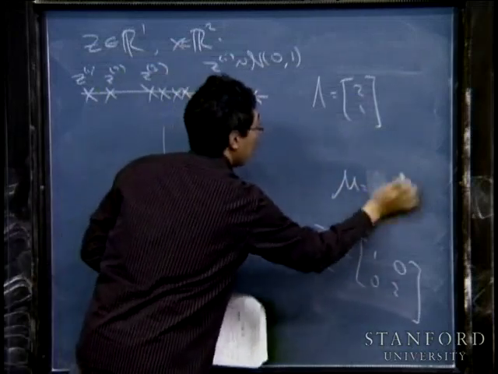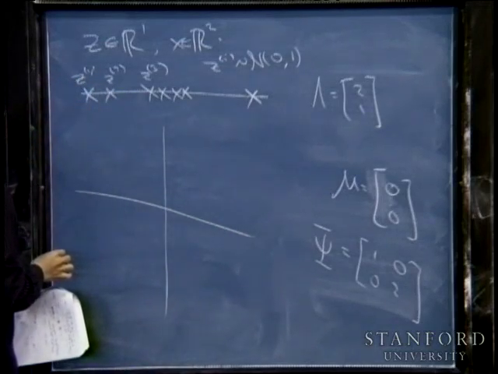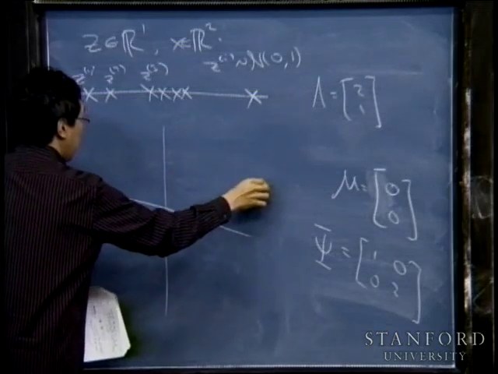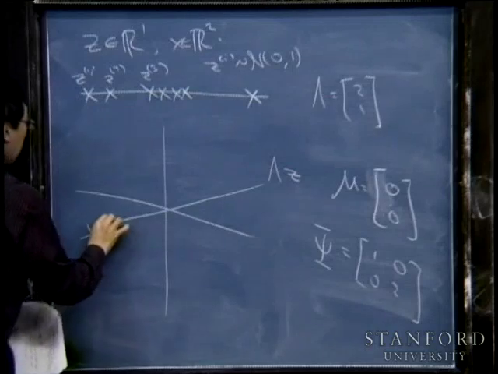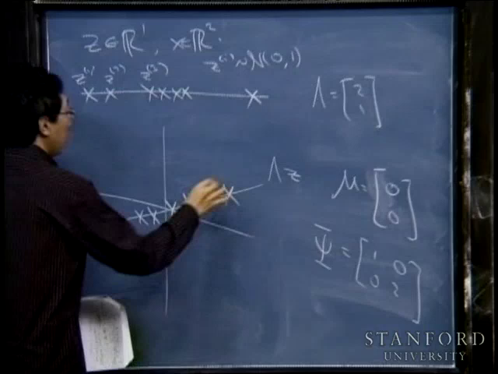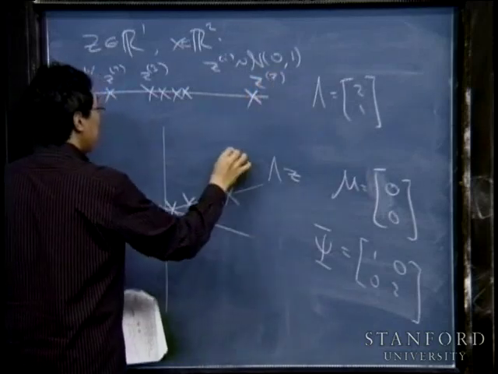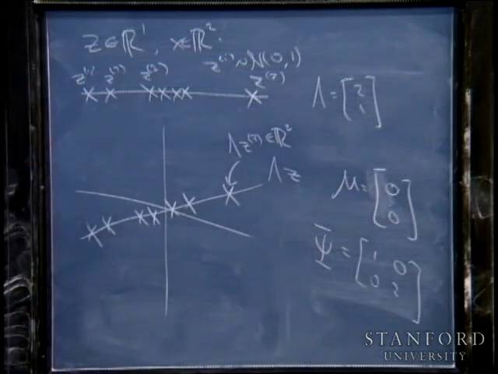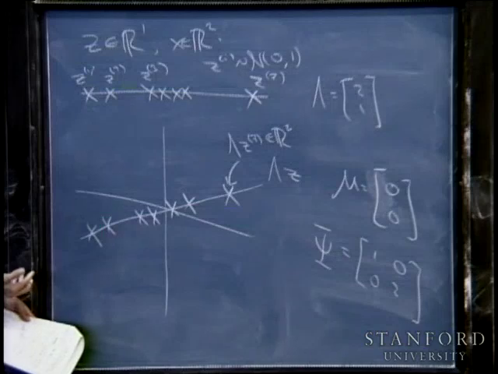It's 2 by 1, just so it's easier to talk about. Lambda times z: we take each of these numbers and multiply them by lambda. You find that all the values of lambda times z will lie on a straight line. For example, this point here would be 1, 2, 3, 4, 5, 6, 7, I guess. If this was z7, then this point here would be lambda times z7, and that is a point in R2, because lambda is a 2 by 1 matrix. So what I've drawn here is a typical sample for lambda times z.